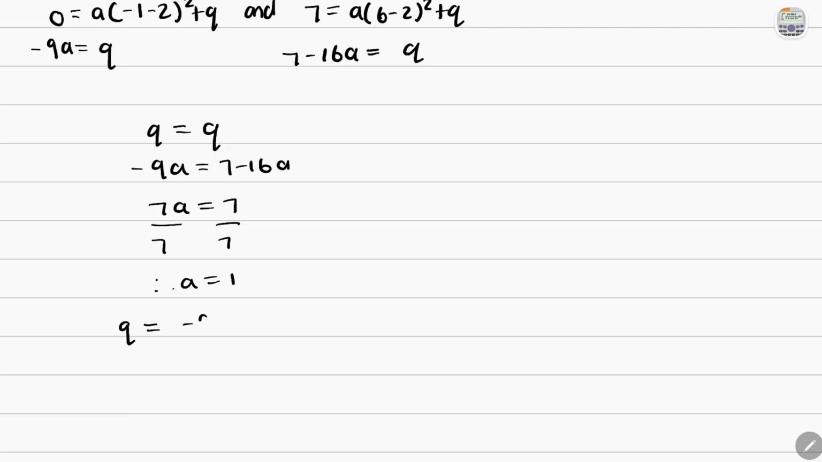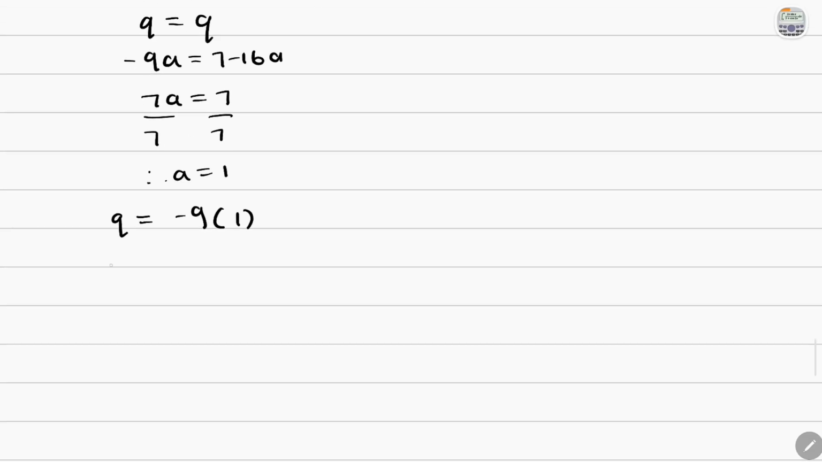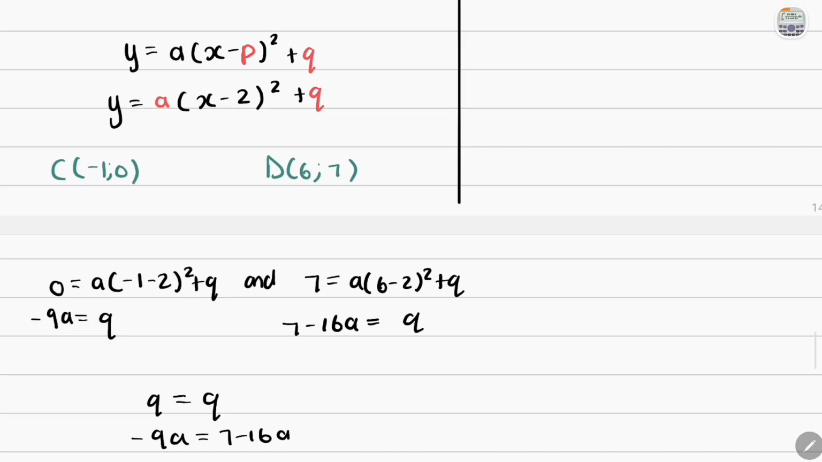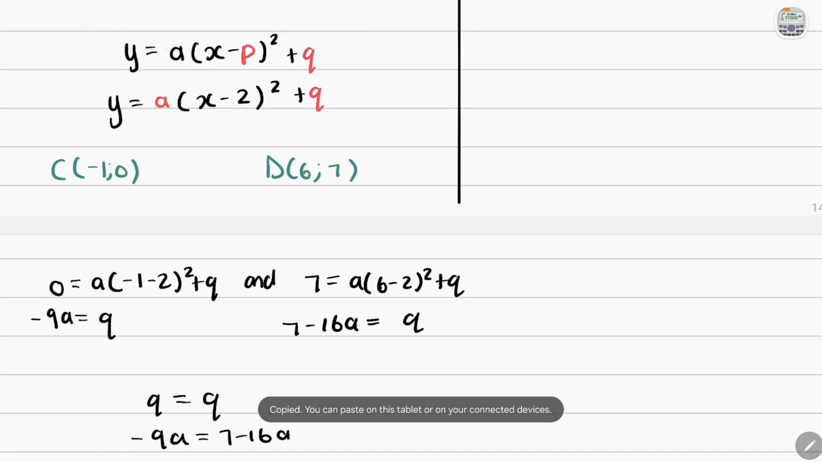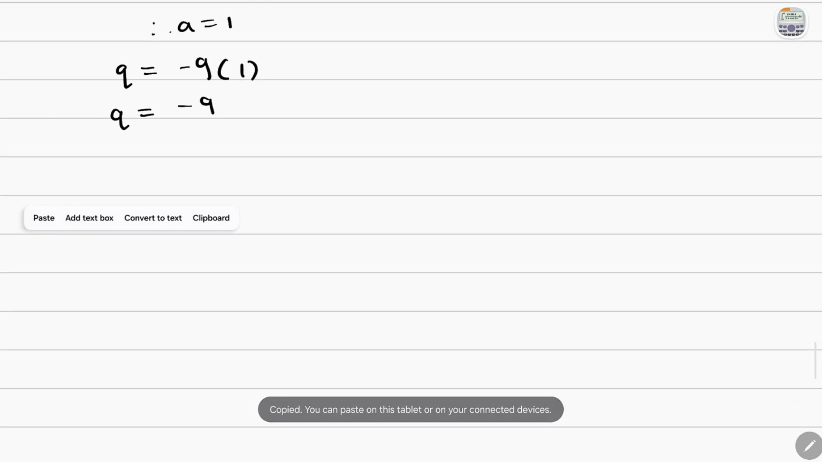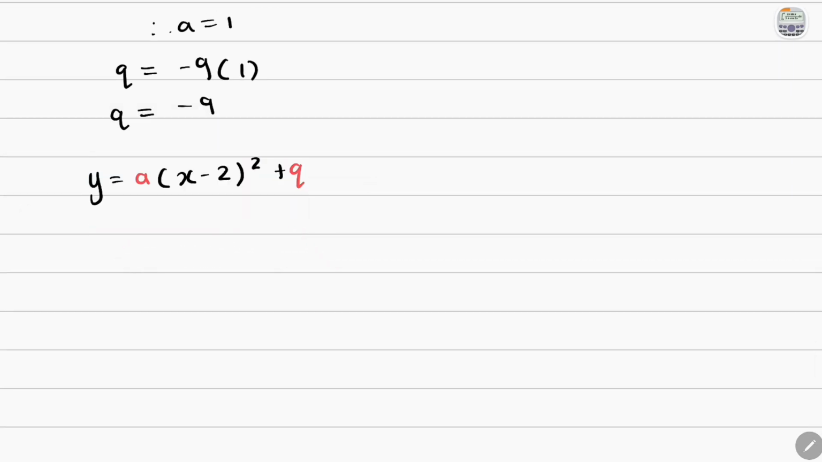Okay, and then to find Q, just use the easier equation of Q. So that's Q equals -9 times 1. And so Q equals -9. Then, if you take this and you put it back into this equation that was almost complete, that just needed the value of A and Q, and then you simplify that, you will get it in standard form.